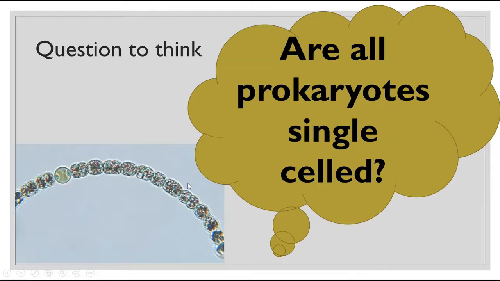Some cells in this chain are specialized to carry out photosynthesis, the production of sugars using energy from the sun. These are the smaller, darker cells that make up most of the chain, and others are specialized to fix nitrogen, converting atmospheric nitrogen into biologically useful forms. So this is an example where prokaryotes also behave like multicellular ones. So this is just an example, and a question to think about.